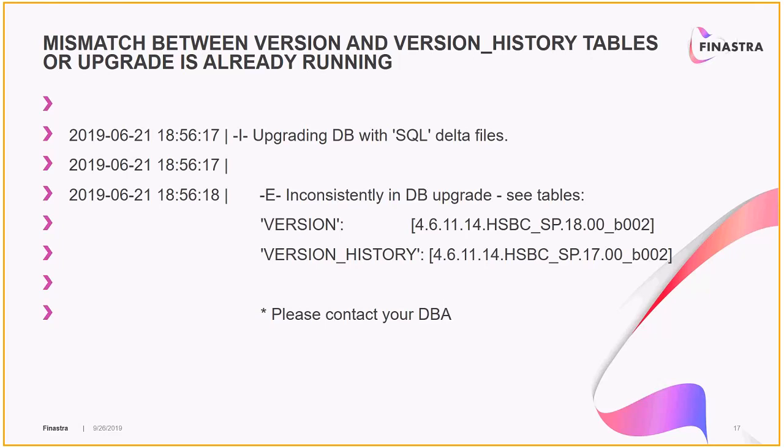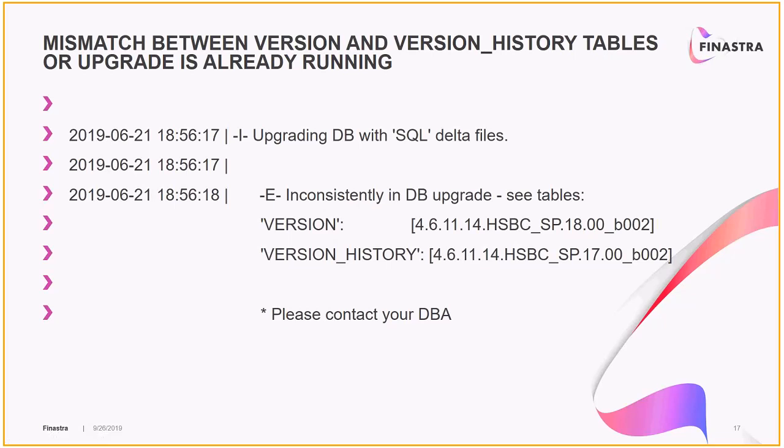The only thing we need to think about is whether that specific version is already upgraded; then it's safe to update with that. Like here, if 4.6.11.14 SP1800B02 is upgraded and we know that, then we can update the same in version history for the latest PK. Then the upgrade would start progressing.